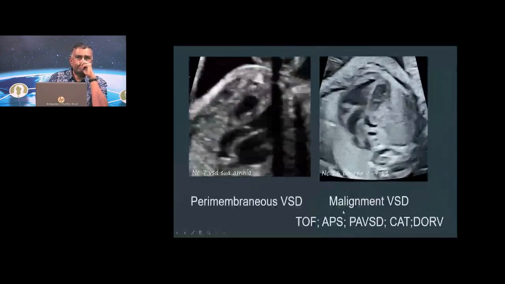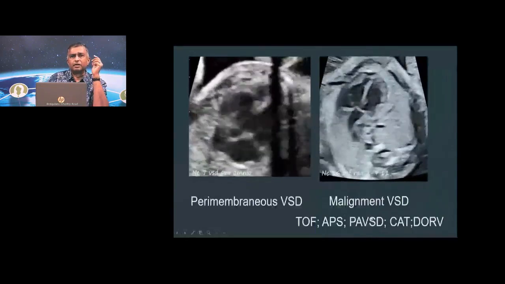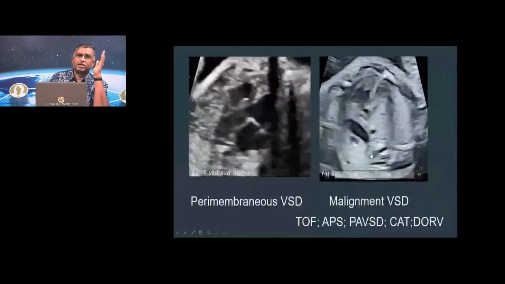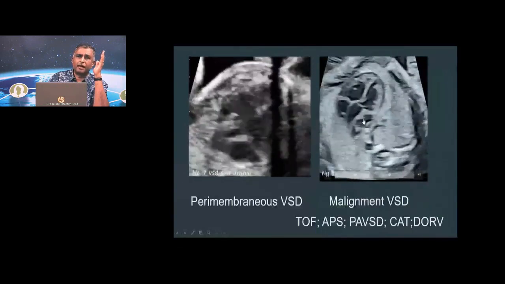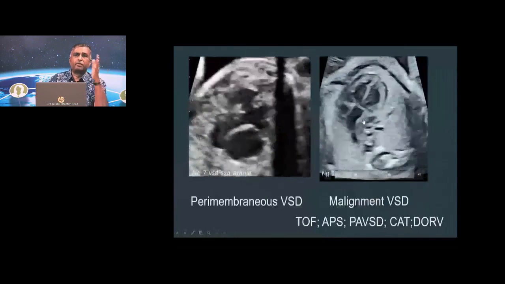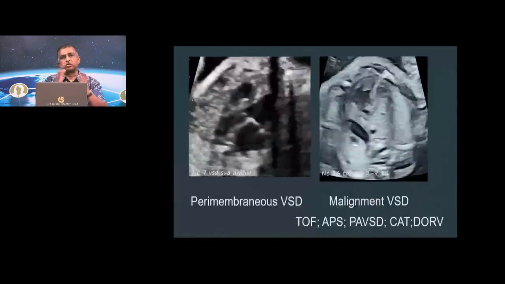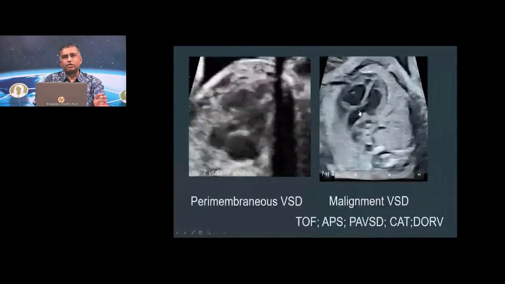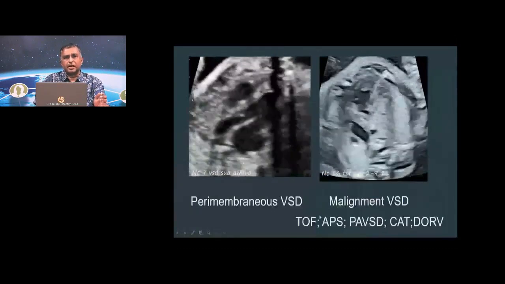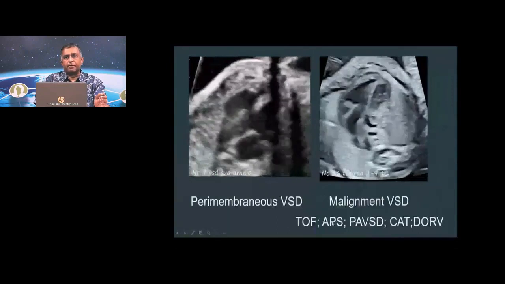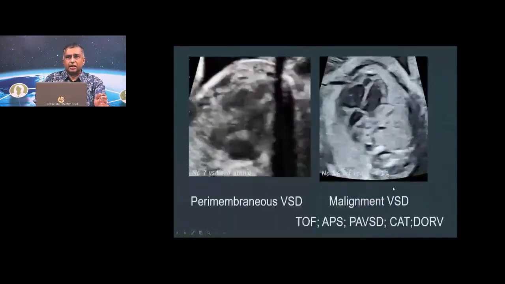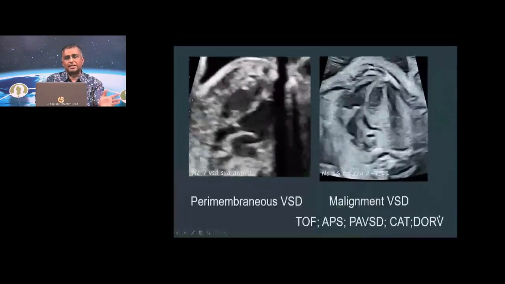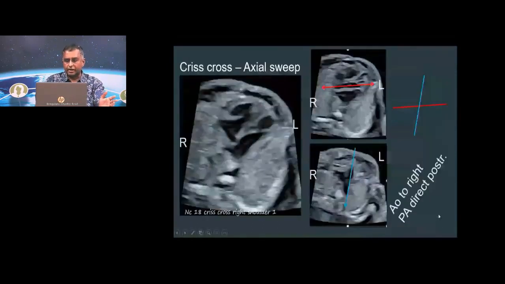This is a tetralogy of Fallot with a right-sided aortic arch, with a ductus agenesis which is happening, and therefore we must be careful about 22q deletion in addition to karyotypic abnormalities. And malalignment VSD is the term we use for this. It's not only present in tetralogy of Fallot, also in absent pulmonary valve, PAVSD, common arterial trunk, double outlet right ventricle, so on and so forth. So that's an example of an LVOT abnormality.